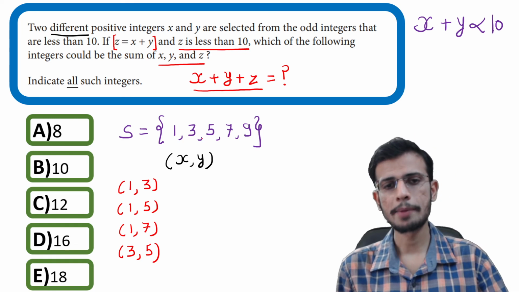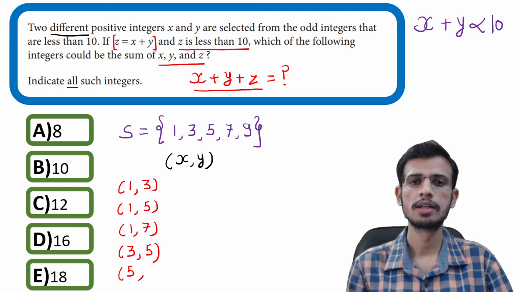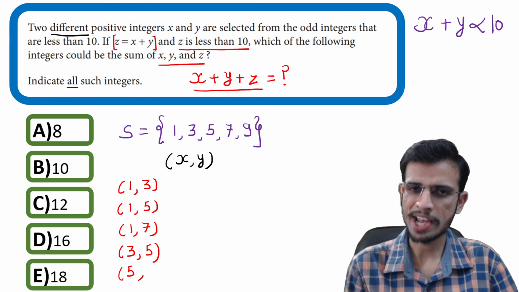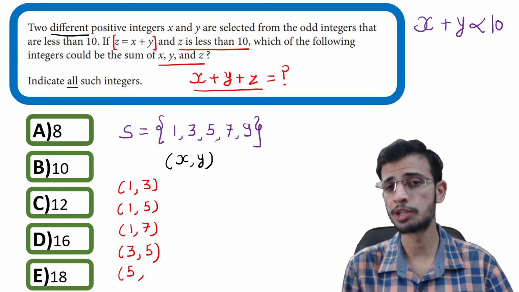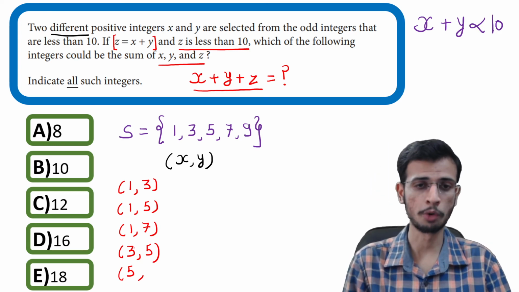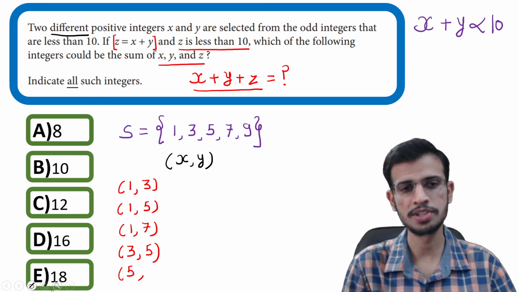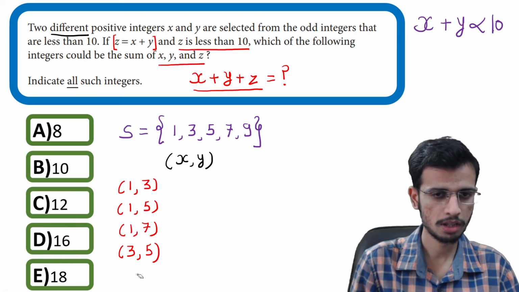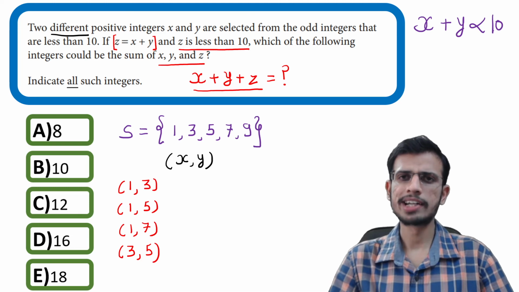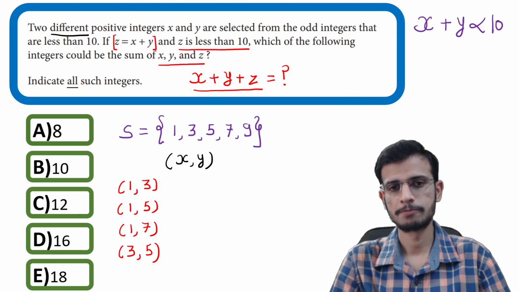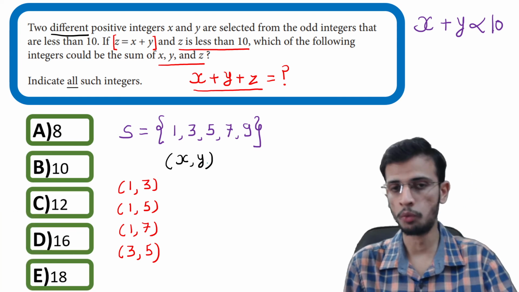So if I am writing x equal to 5, with x equal to 5 I can write y equal to 1, but I have already written 1 and 5. With x equal to 5, I can write 5 and 3, but I have already written 3 and 5. With x equal to 5, I can't write 7 or 9, because the sum will be more than 10. So I have written 4 pairs. You can just take the reverse of it if you want.